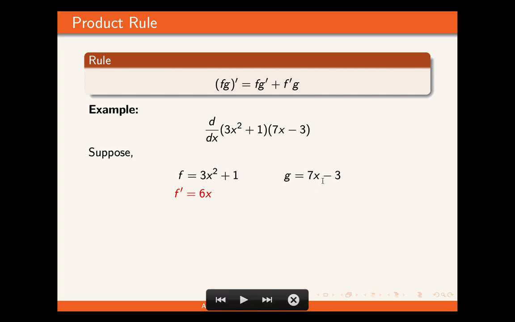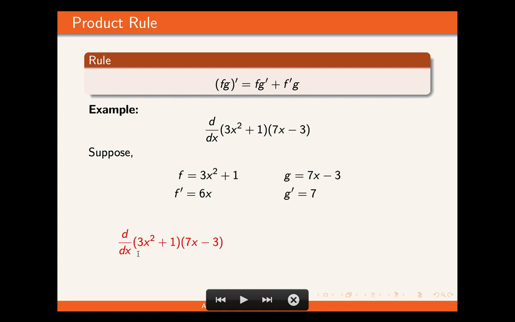Similarly, what is the derivative of 7x minus 3? What is the derivative of 7x? 7 as it is, and the derivative of x with respect to x is 1, so 1 times 7 will be 7, and the derivative of 3 will be 0. So by the difference rule, the derivative will be just 7. So now we have f, g, f prime, g prime. Now we can directly use this rule.